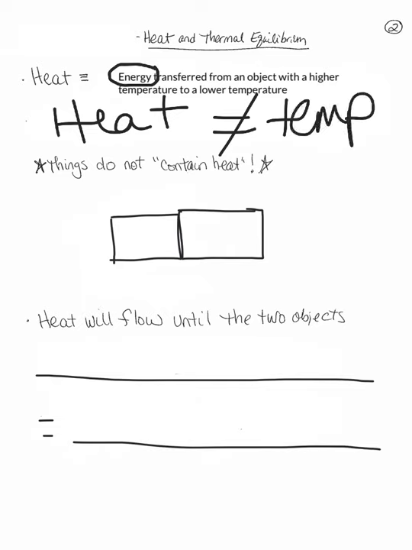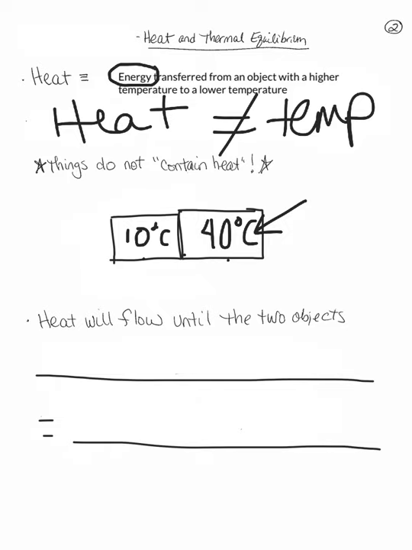And it's really important, things don't contain heat. So you don't say that this mug of tea has a lot of heat in it, okay? Heat is, again, the energy transferred from an object with a higher temperature to a lower temperature. So let's take a look at this. Let's just say these are two objects. This is 10 degrees Celsius, and this is 40 degrees Celsius. So the higher temperature one is 40 degrees Celsius, and the lower temperature is 10 degrees Celsius. You know it's temperature because that's the unit.